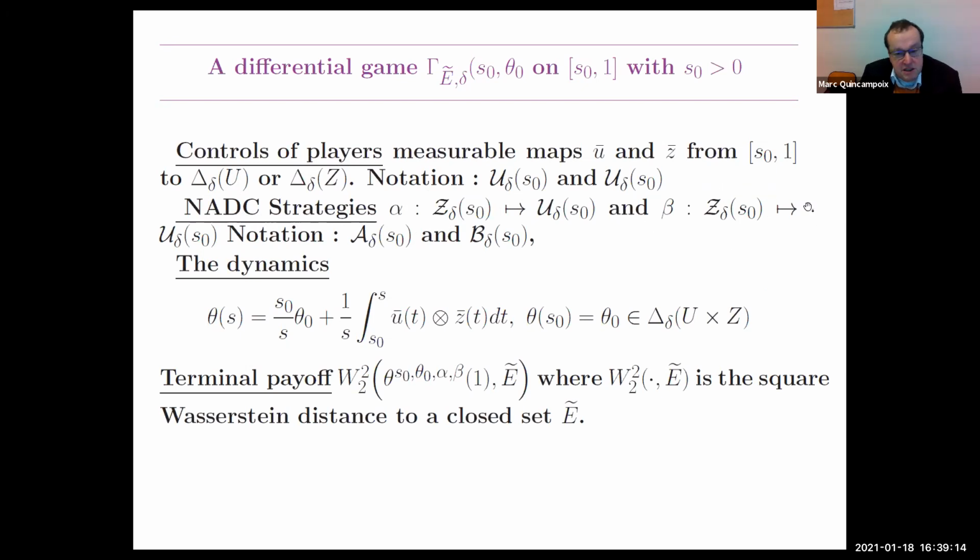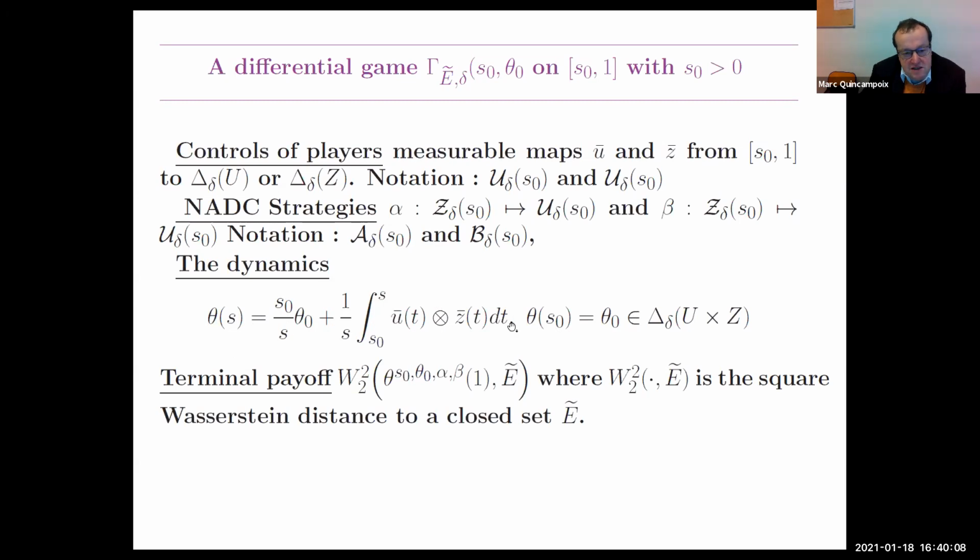Okay. Now the dynamic. I cannot define a differential equation for the game, you remember? I will define the dynamic as a solution of the linear differential equation I was interested in in the classical case. So it is written in the integral form: theta of S equals S0 divided by S, theta 0, plus 1 over S, this integral of probability measure and initial condition. And of course, this has a meaning in the space of probability measure, because you just make an average of probability measure. You have not a differential equation, but you have an integral form of the differential equation, which is valid for this case.